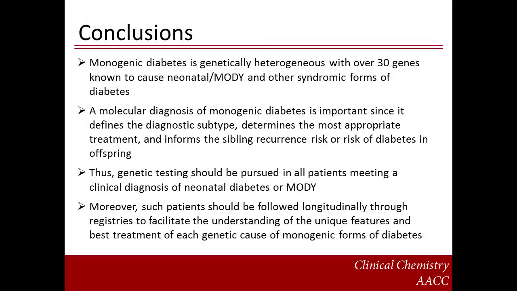In conclusion, monogenic diabetes is genetically heterogeneous with over 30 genes known to cause neonatal diabetes, MODY, and other syndromic forms of diabetes. A molecular diagnosis of monogenic diabetes is important since it defines the diagnostic subtype, it determines the most appropriate treatment, and informs the sibling recurrence risk or risk of diabetes in offspring. Thus, genetic testing should be pursued in all patients meeting a clinical diagnosis of monogenic diabetes. Moreover, such patients should be followed longitudinally through registries to facilitate the understanding of the unique features and best treatment of each genetic cause of monogenic forms of diabetes.